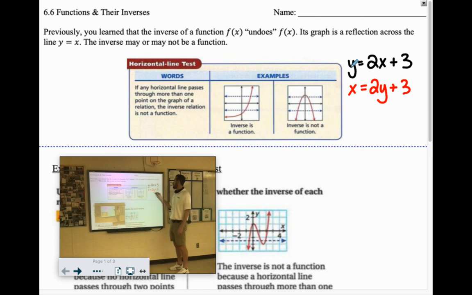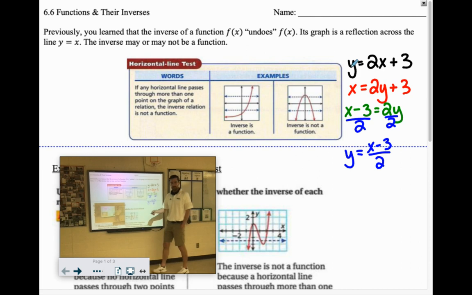So like here you would subtract the 3, x minus 3 equals 2y. And then you would divide by 2. So you get y equals x minus 3 over 2. So that's what we did back in the day. And this is very similar.